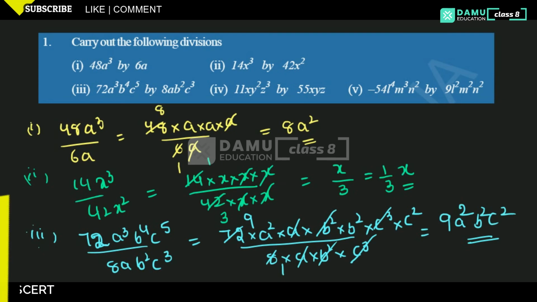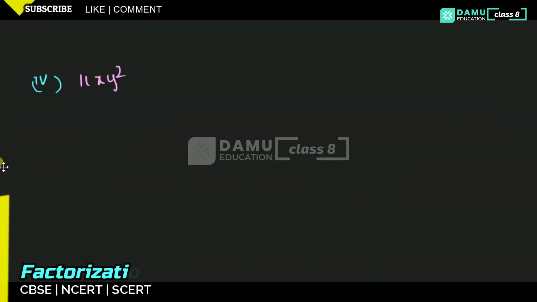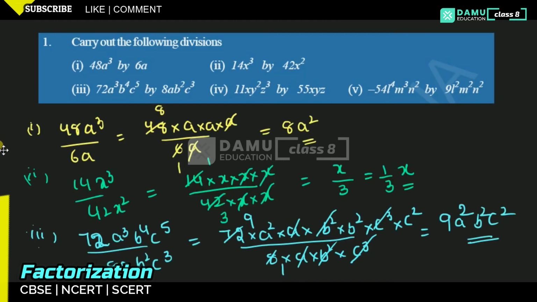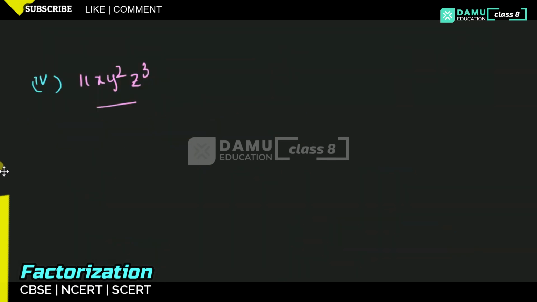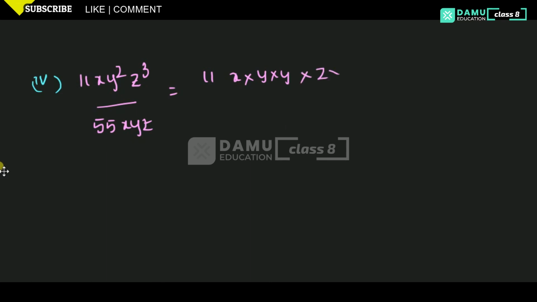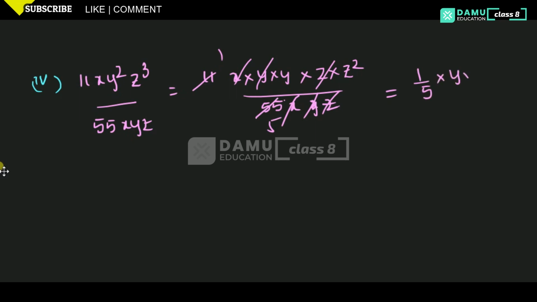Next, our fourth one is 11xy square z cube divided by 55xyz. Based on denominator values, 11x into y, then z into z square, whole divided by 55xyz. So x, x is going to cancel, y, y will cancel, z, z is going to cancel. So 11 ones are 11, 5 elevens are 55. So 1 by 5 into y into z square, that is yz square by 5. So these are the values we will get.